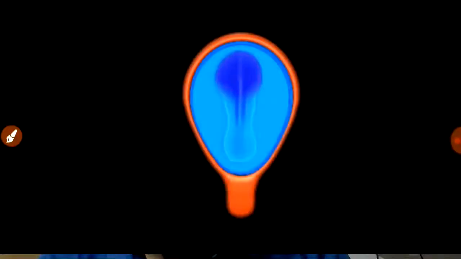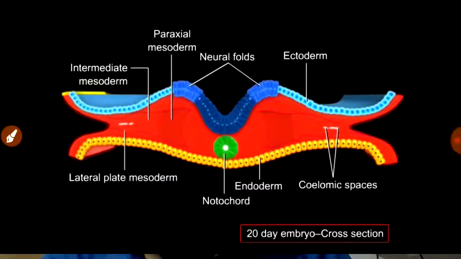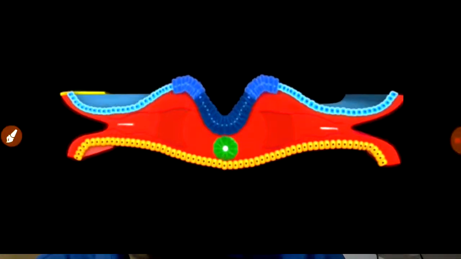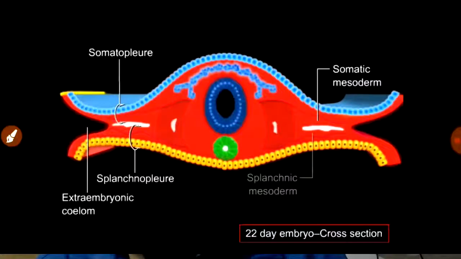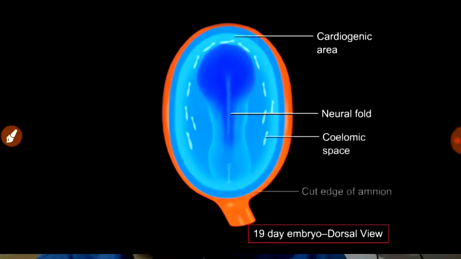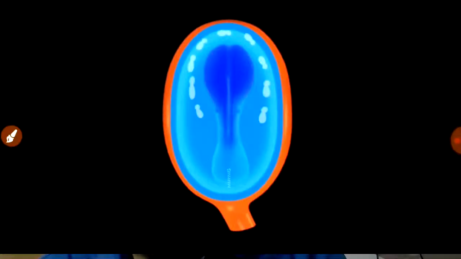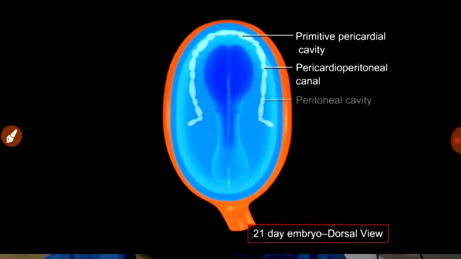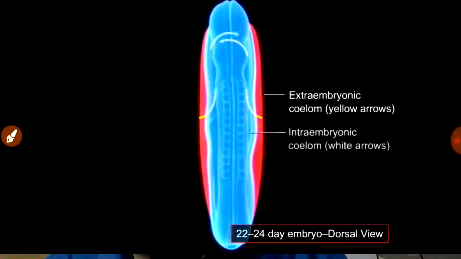These are the three layers we see: the ectoderm, mesoderm, and the endoderm. The endoderm gives rise to endodermal structures, we can see the neural tube forming, and we can see the division between somatic mesoderm and the splanchnic mesoderm and the intraembryonic coelom. We have to see the intraembryonic coelom. It is later going to develop into the thoracic cavity and the abdominal cavity. You can see the passage of fluid into the intraembryonic coelom. It divides into the primary pericardial cavity near the heart and the peritoneal cavity below it.